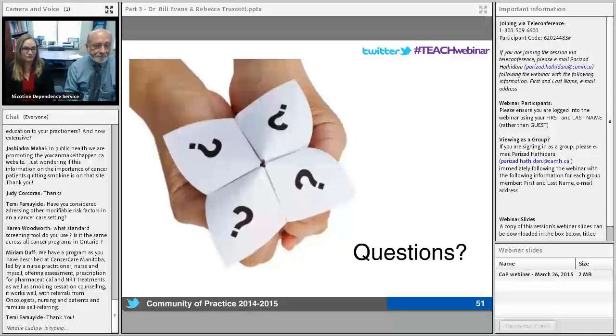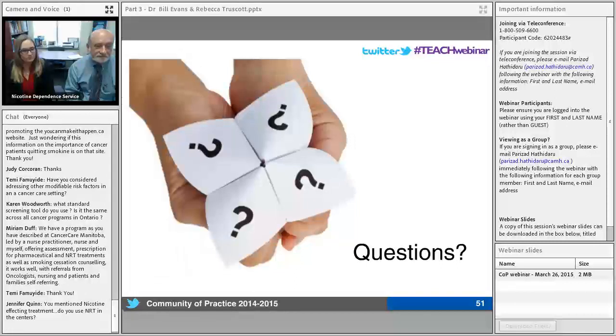Okay, we have a few more questions from Karen. What standard screening tool do you use, and is it the same across all cancer programs in Ontario? We did circulate to our champions a standard screening script that would have the language that they can use and adapt according to the clinician's preference. And it is modeled after the Ottawa model script, but it is not being used across the province. So there are some centers that use their own screening tool.